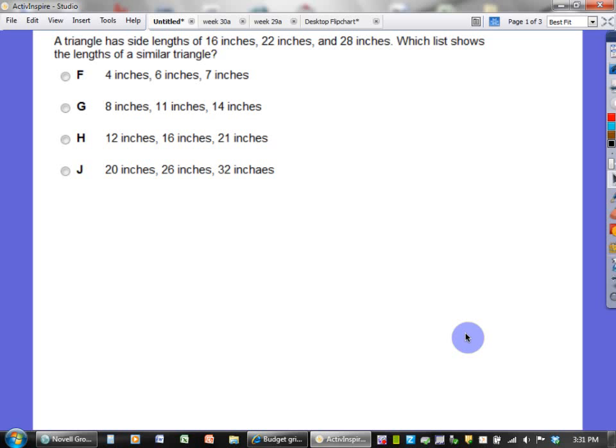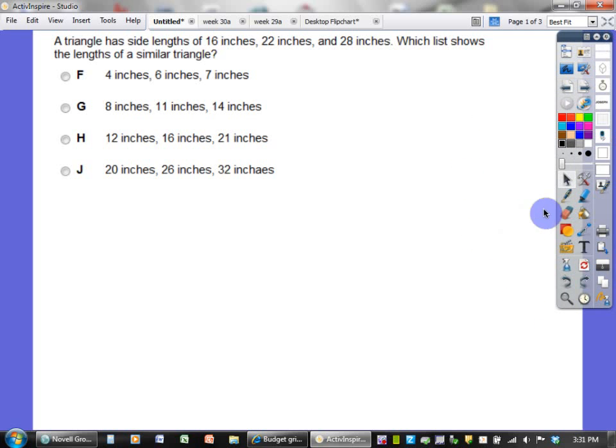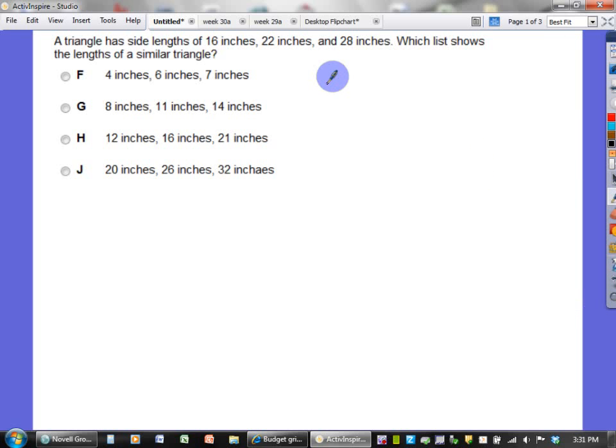We say that a triangle has side lengths of 16 inches, 22 inches, and 28 inches. Which list shows the length of a similar triangle? Well, before we answer this question, we need to think about how we define a similar triangle.